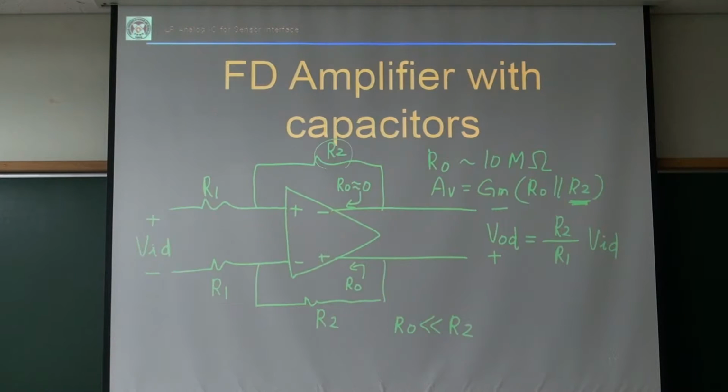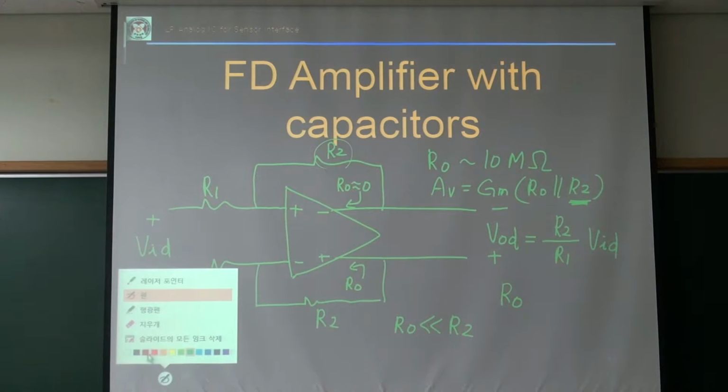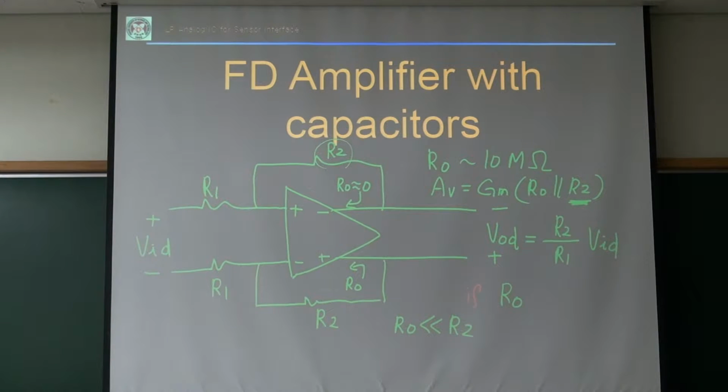Okay, so your question was, if my r_o is pretty large, I mean very large, what happens? Okay? So this voltage gain will be dropped. There will be large gain error. Gain error.